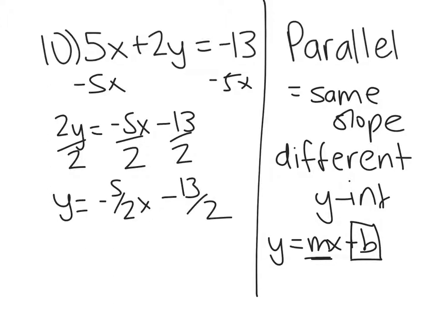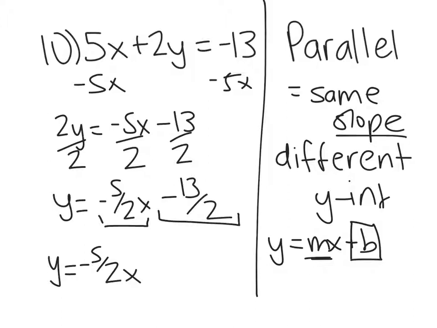So, as I told you before, to make it parallel, we have to have the same slope. So right here, this slope stays the same, so it'd be y equals negative 5 over 2x, but the y-intercept has to be different. So right here, the y-intercept has to be different.